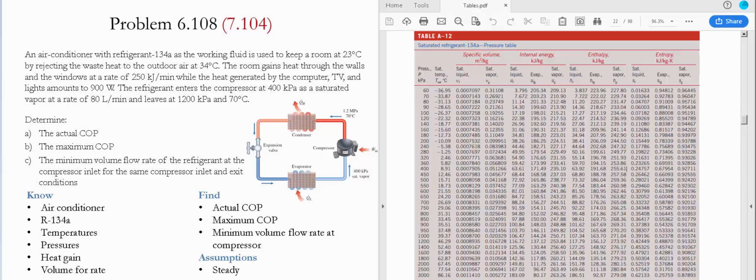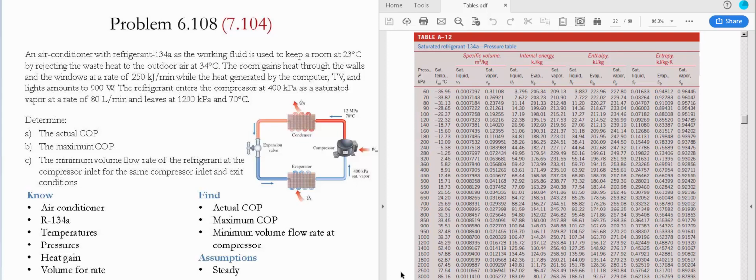So we go to the table, we go to Table A-12. For the inlet condition, we have a pressure of 400 kilopascals, and we were told that it enters as a saturated vapor, so the specific volume is 0.051266 meter cubed per kilogram. And if we go across once again to find the value of enthalpy, we find it to be 255.61 kilojoules per kilogram.